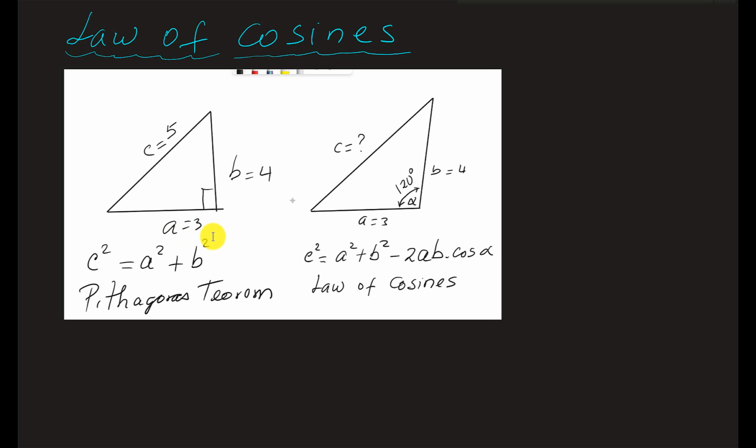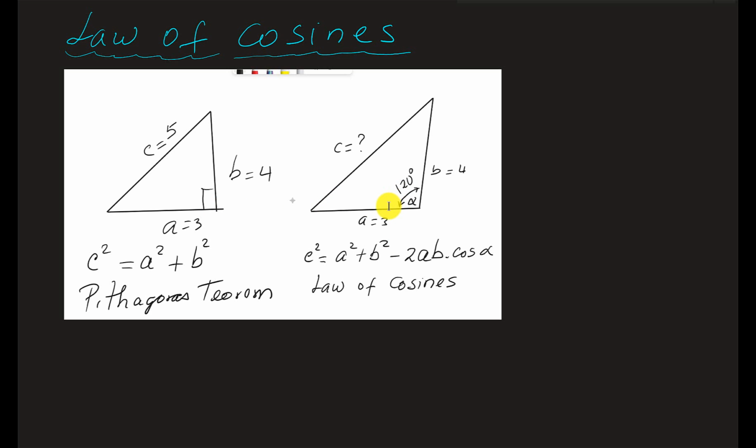In the case of the right triangle, you have two sides that form the right angle, and you have the Pythagorean theorem: the hypotenuse, that is the side opposite to the right angle, squared, is equal to the sum of the squares of the sides that form the right angle. Pythagoras' theorem.